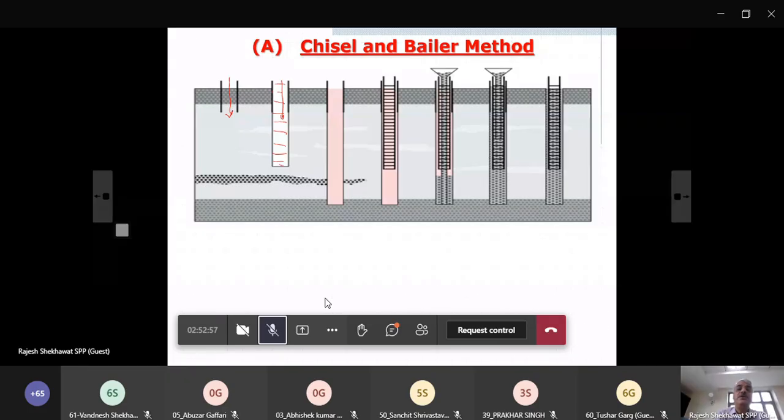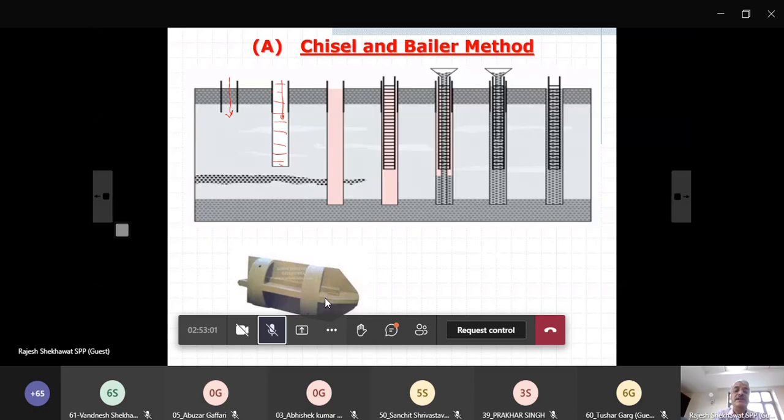After that, through this liner, you will do boring. And for boring, you use a chisel and baler. This is how your chisel looks. It is a heavy pointed tough iron thing, very heavy, weighing around 300-400 kg. There is a tripod. From this tripod you hang this chisel, and it is operated either by a manual pulley system or a winch. So you will drop this chisel. When you drop this chisel many times, it will pulverize the soil.